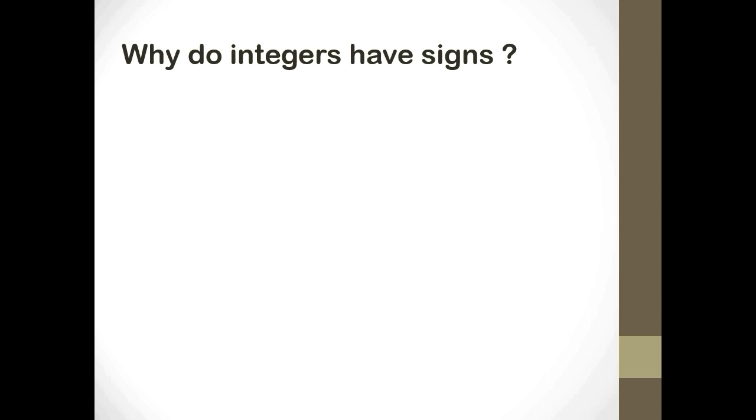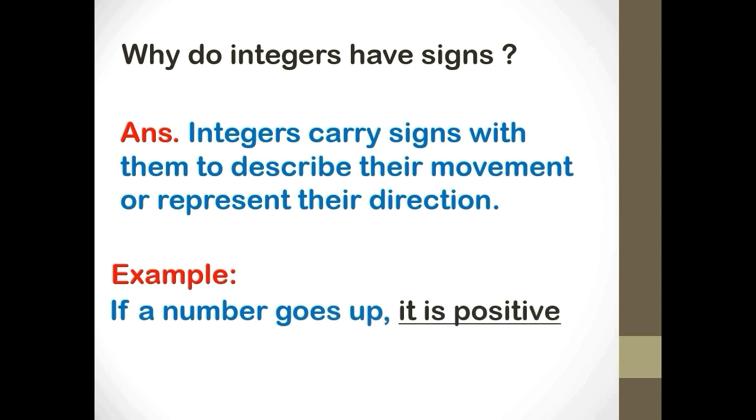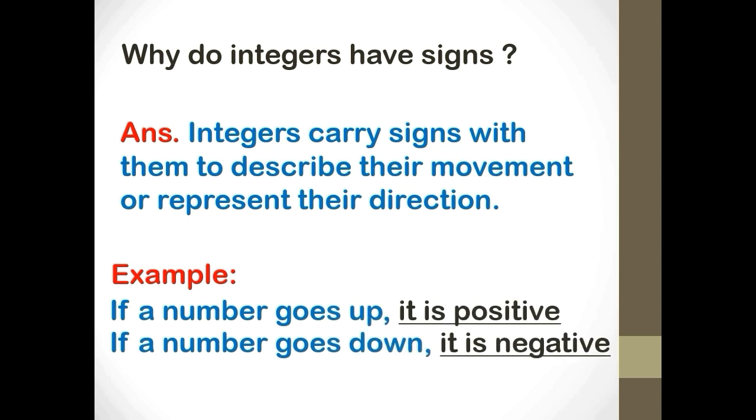Now, what are the signs for? Integers have signs because they describe their movement and their direction. For example, if a number goes up, it is positive. But if a number goes down, it is negative.